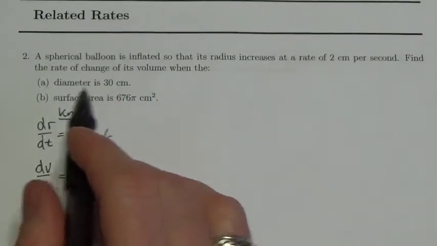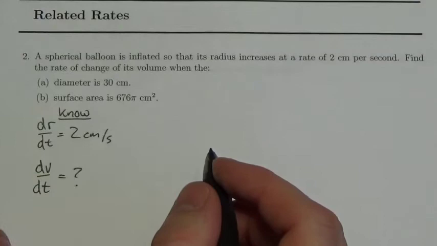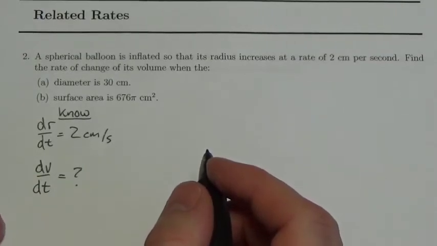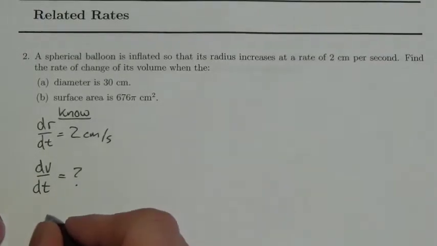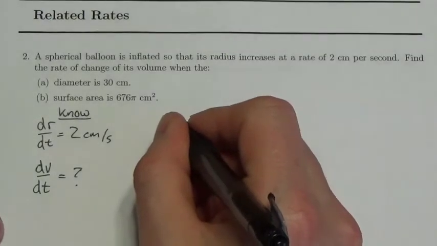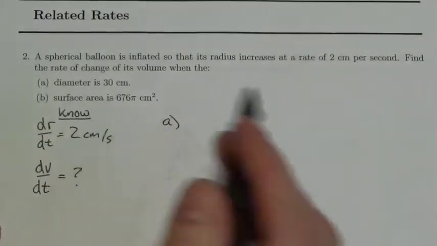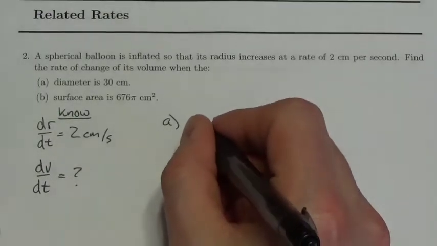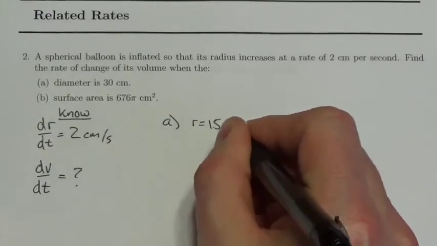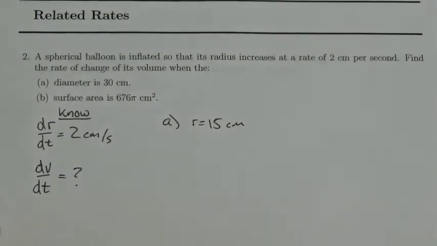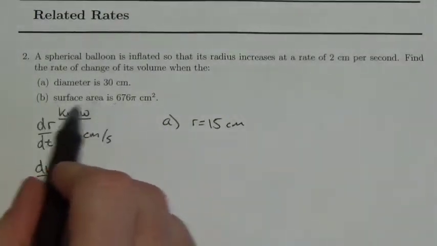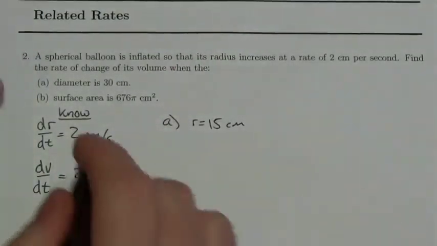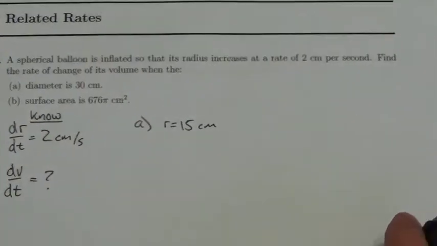Okay, now in the first scenario here, A, I'm asking for this when the diameter is 30 centimeters. Okay, so in A here, the diameter is 30 centimeters. Well, what am I saying when I tell you that the diameter is 30? What I'm telling you is that the radius is 15 centimeters. Okay, now, and then I've got another one here where I give you the surface area, and we're going to come back to that in just a moment. Let's talk about that first one. So here we go.